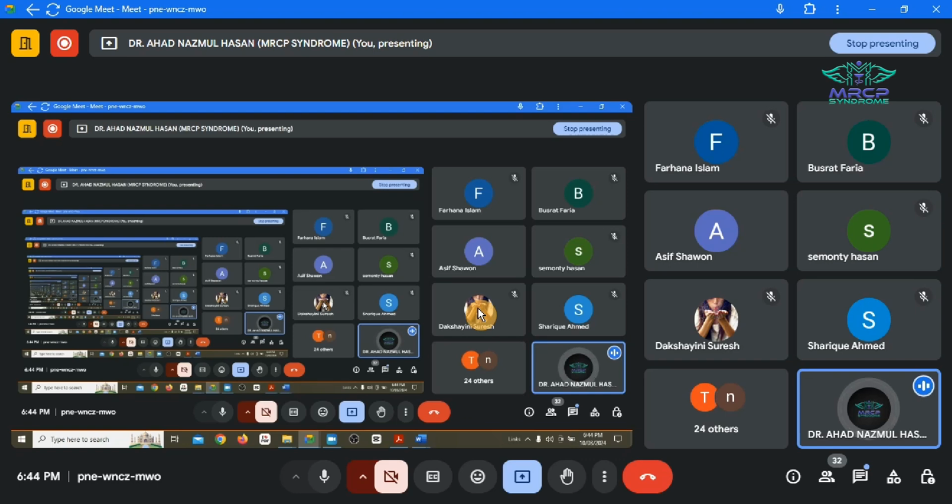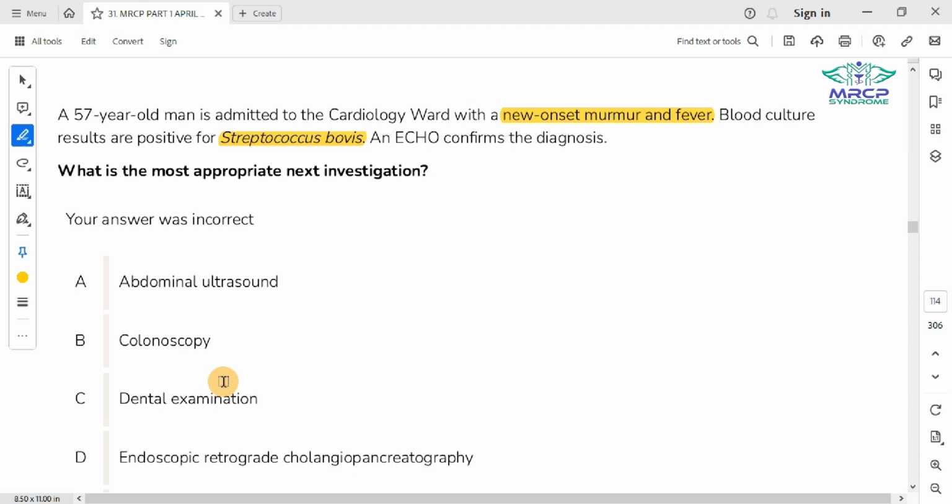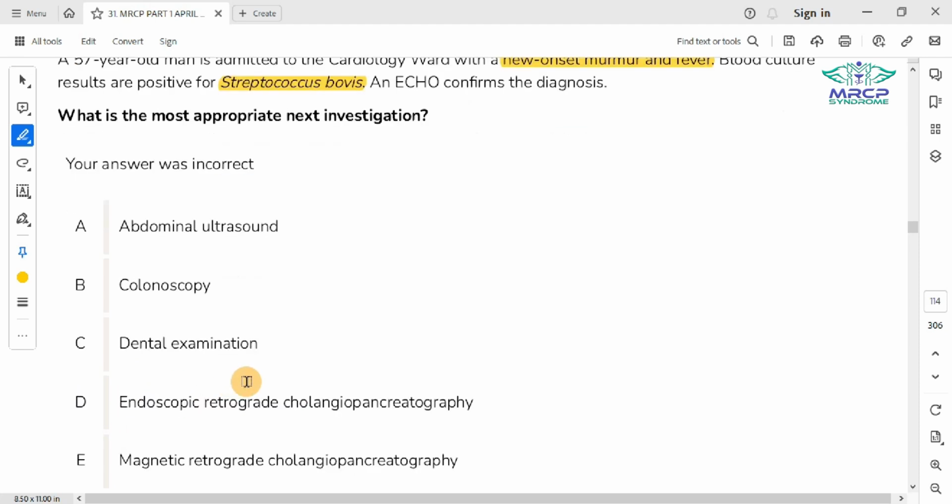If colonoscopy or CT abdomen excludes colorectal cancer, then the next step would be to go for MRCP to look for hepatobiliary pathology. So the first line investigation would be colonoscopy. Colonoscopy contraindicated, go for CT abdomen. Colonoscopy or CT abdomen excluding colorectal cancer, go for MRCP to look for hepatobiliary pathology. And in which condition will we go for the dental examination, dental OPG.